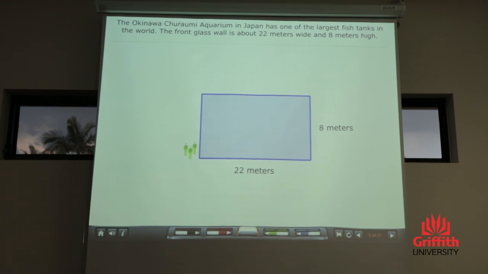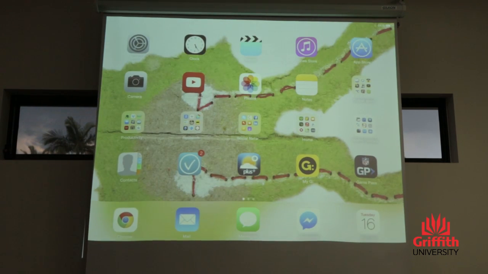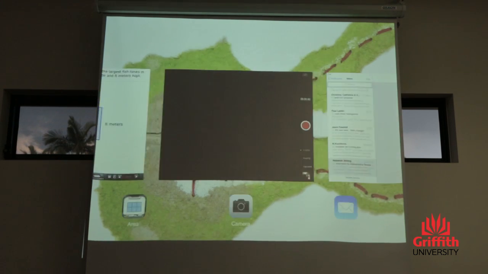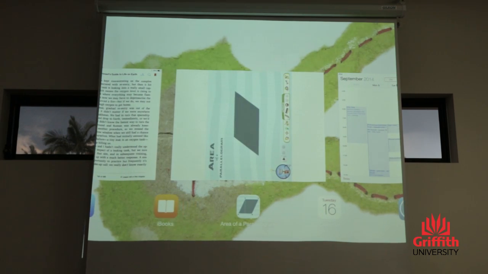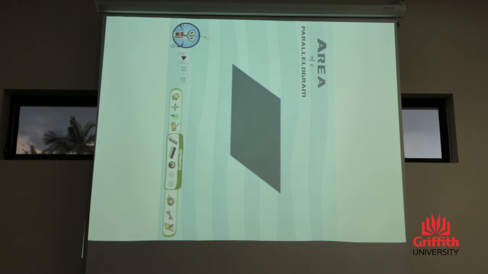The other one I want to show you, by way of comparison, is this one. Also an area app. Unfortunately you'll have to turn your head on the side. It doesn't orientate, but you can see that this one is more a series of lessons. There's no way for the students to enact with this. They're passive. They're just being told basically a formula.